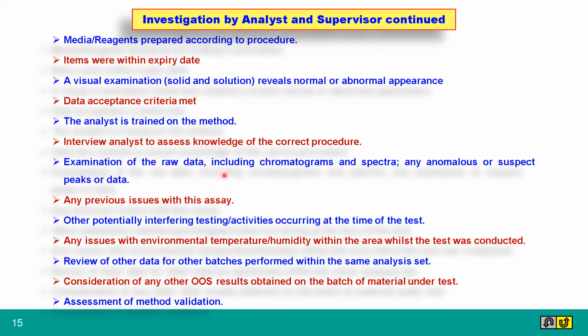Examination of the raw data, including chromatograms and spectra, any anomalous or suspect peaks or data. Any previous issues with this assay. Other potentially interfering testing / activities occurring at the time of the test. Any issues with environmental temperature / humidity within the area whilst the test was conducted. Review of other data for other batches performed within the same analysis set. Consideration of any other OOS results obtained on the batch of material under test. Assessment of method validation.